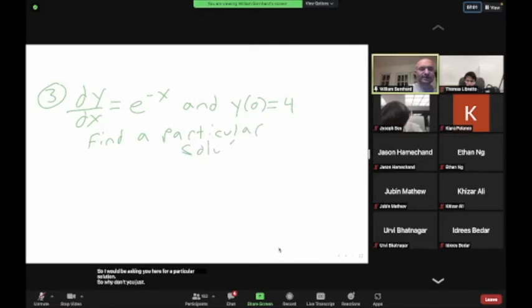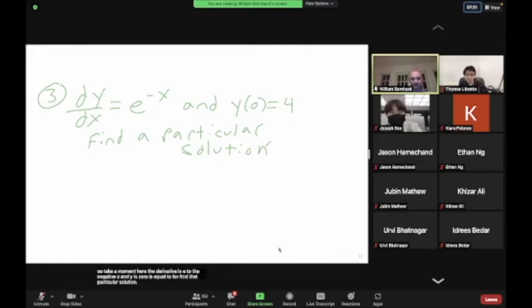So why don't you just take about 2 minutes here and see if you can find the particular solution. Keep in mind, last time I told you to memorize what an antiderivative of e to the negative x would be, so you could actually bypass using u substitution. So take a moment here. The derivative is e to the negative x, and y of 0 is equal to 4.